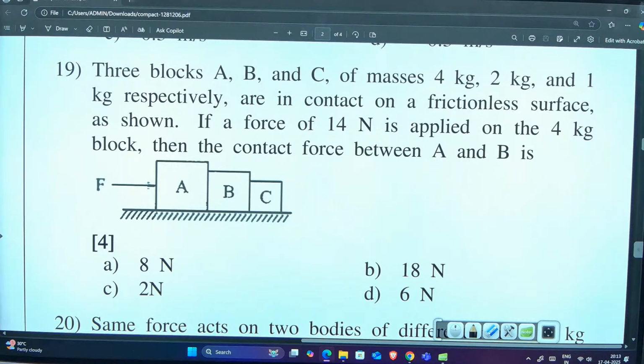So 4 into A. First of all, A you can find easily, isn't it? A will become equal to F by MA plus MB plus MC. F is how much? 14. 14 divided by 4 plus 2 plus 1, which is 7. So A will be 2 meter per second square. Without even touching the pen we can solve. For the first body, 2 into 4, that is 8, is equal to F minus small f. So 14 minus f is equal to 8. So what will be f? 6. Got it?